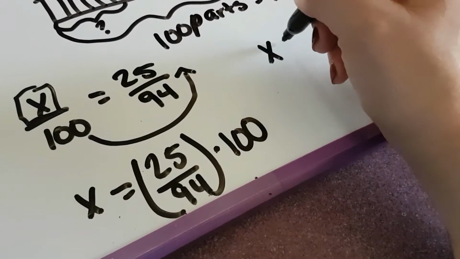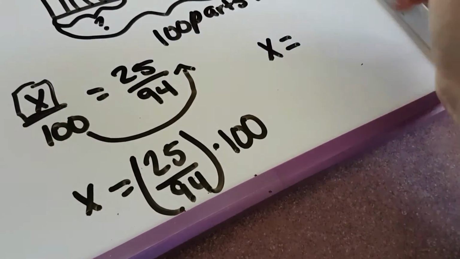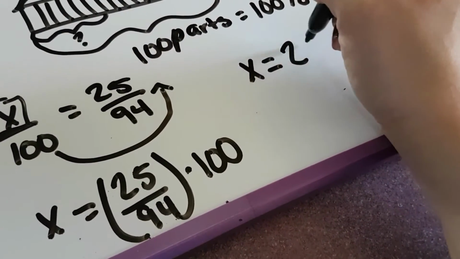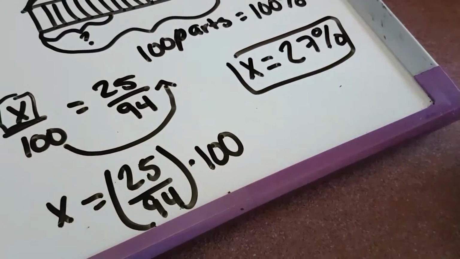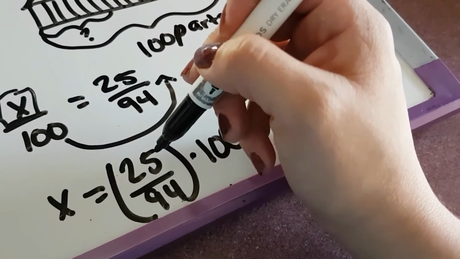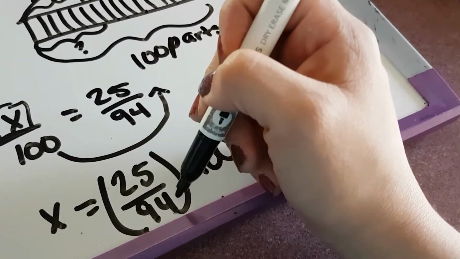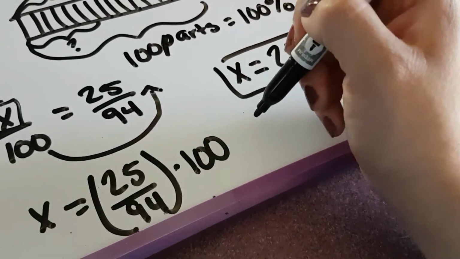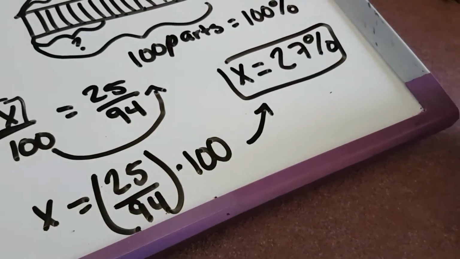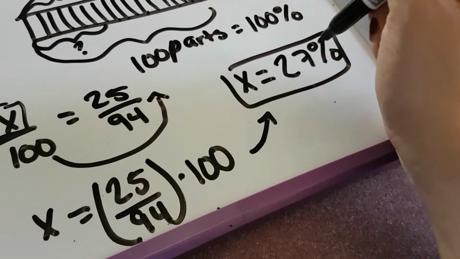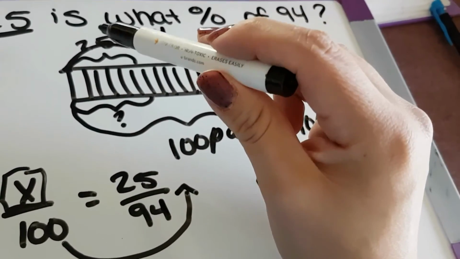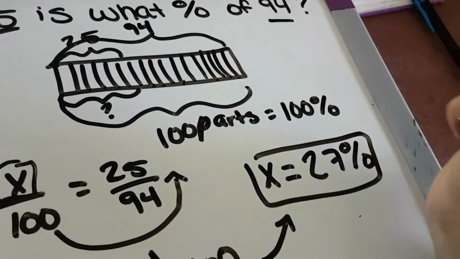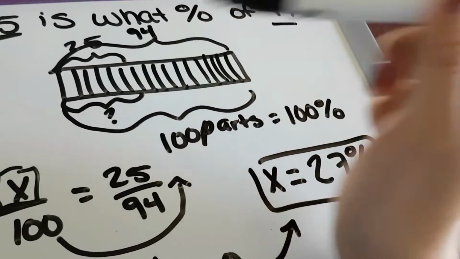So x will equal 27%. After dividing the fraction and then multiplying by 100, this will be my answer. 27% of the 94 is being used. This is our percent.